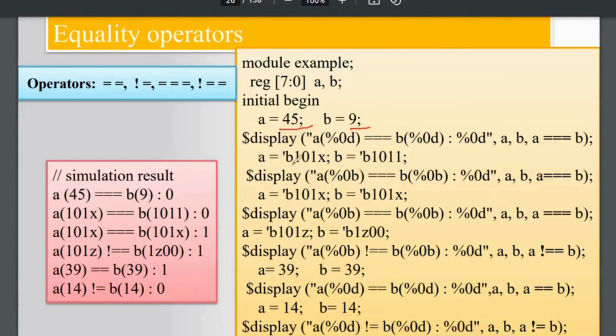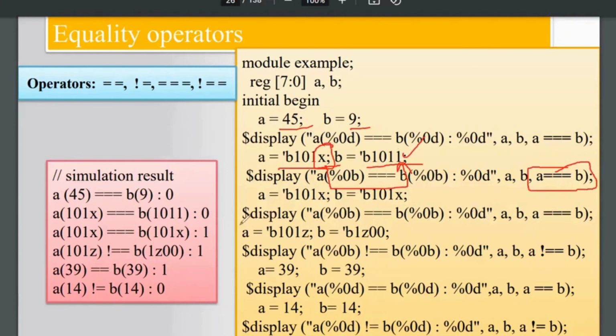Okay. So next condition, A equal to 101x, B equal to 1011. Here we took triple equal to. If you take double equal to, it doesn't consider this x. But here we took triple equal to, which means it will consider the x. It will check with x for this bit. X means either 0 or 1. But here we had only 1. That is not equal, right? So we'll get output 0.